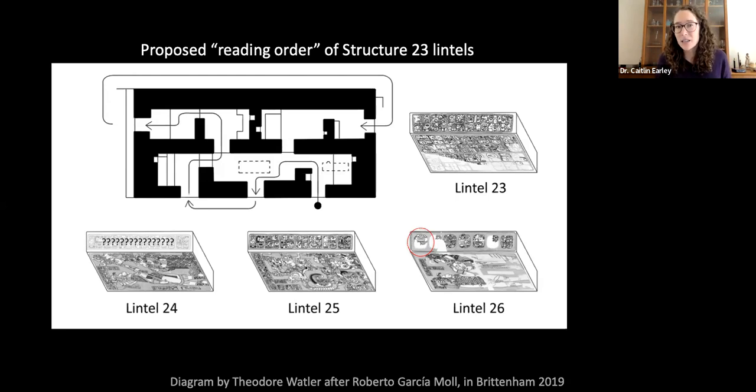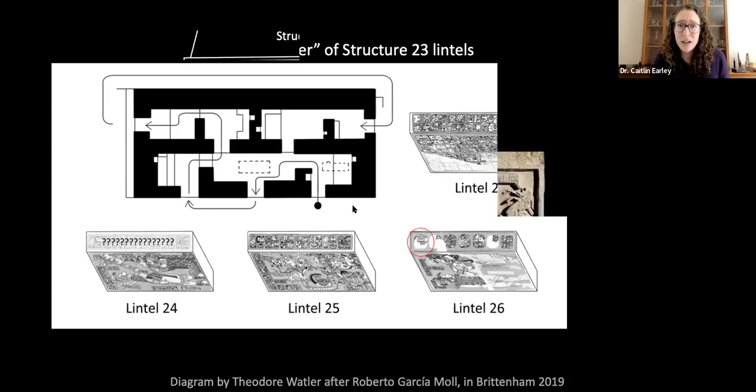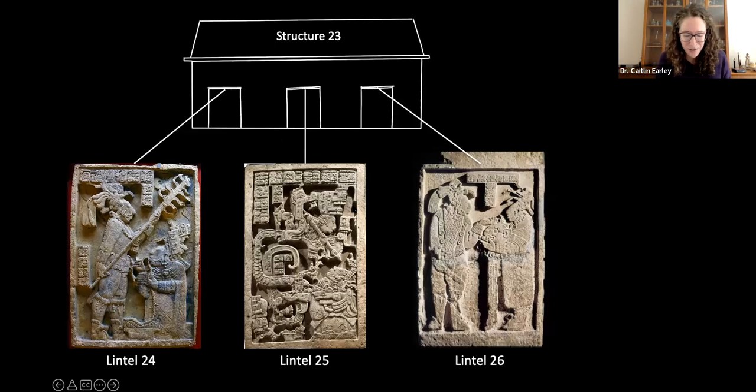So combined, the lintels suggest a specific reading order for experiencing these works. And that reading order suggested by the sculpture is very different from the kind of left to right progression that I started with today. So this has been a whirlwind tour of the lintels of Structure 23.